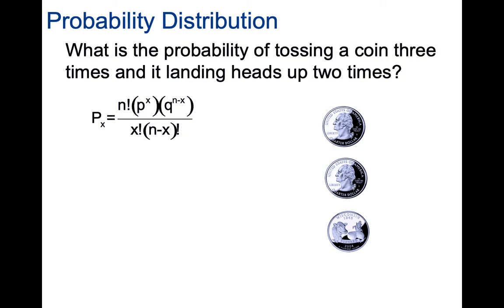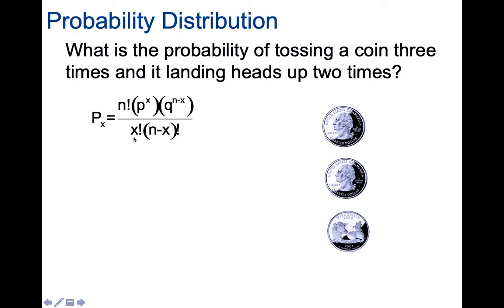So let's just think about this for a moment. Well, what is n? As we said before, n is the number of trials. So what is the probability of tossing a coin 3 times and it landing heads up 2 times? So n is going to be 3 for this problem because the number of trials is 3. P is the probability of success, and Q is the probability of failure. So what's the odds I'm going to get heads? Well, it's 50%, 0.5. And Q, the probability of failure, is the same. It is also 50%. So I'm going to see N here being 3, P being 0.5, and Q being 0.5.